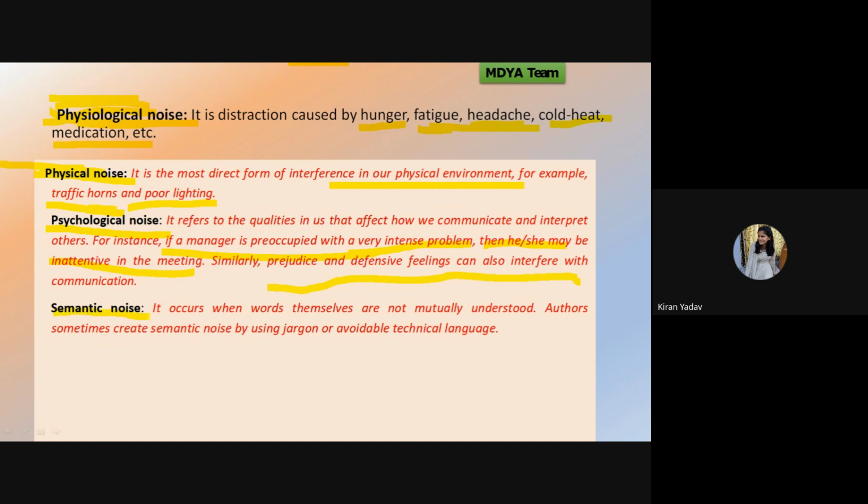Semantic noise. It occurs when words themselves are not mutually understood. So, in semantic barrier, when you use very complex, difficult language, or words which are not understandable to the receiver, then it is semantic noise. And authors sometimes create semantic noise by using jargon or avoidable technical language. So these are all the noise.